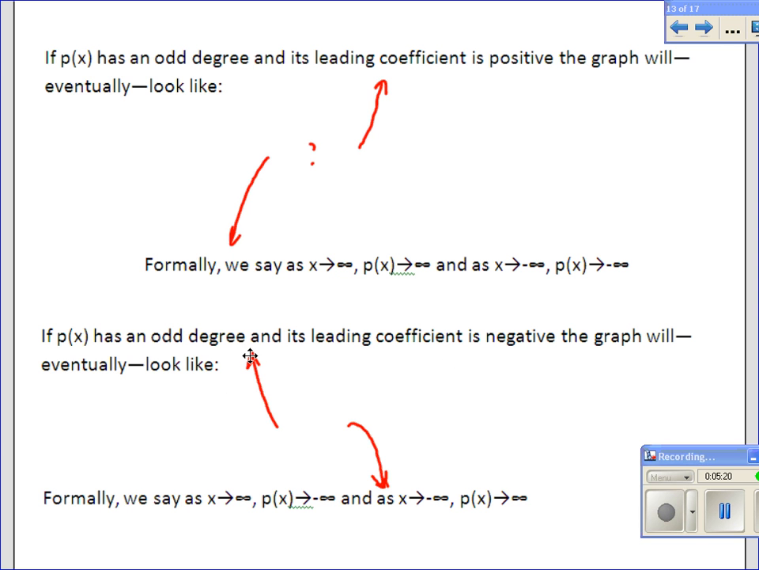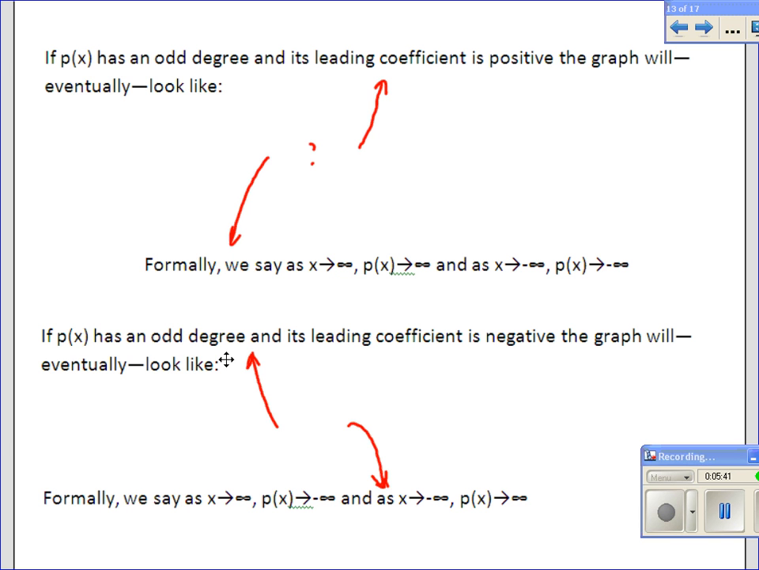And then if we have an odd degree and the leading coefficient is negative, the graph's going to flip over and look like this. Increasing on the left, decreasing on the right. And again, the formal way of saying that is as x approaches infinity, p of x approaches negative infinity, and as x approaches negative infinity, p of x approaches infinity.